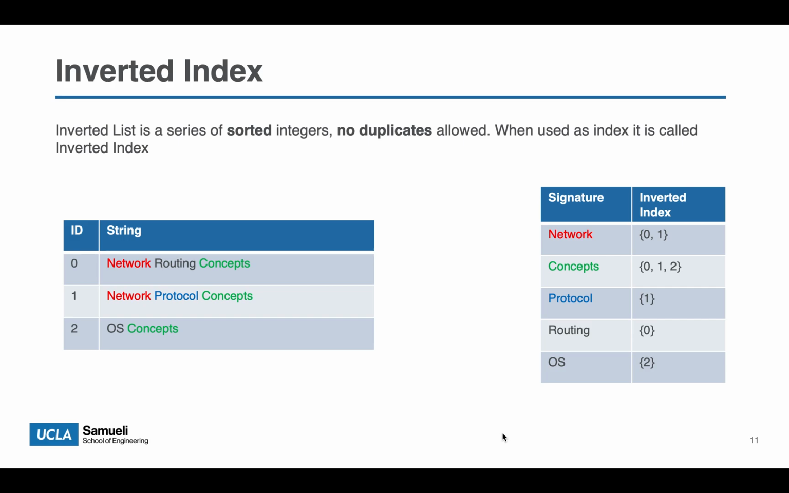So note that in both scenarios, there's a key component, which is the signature index. So what is this signature index? This is just an inverted list. An inverted list is a series of sorted integers with no duplicates. And when we use it as an index, we call it the inverted index. So in the figure below, for example, the term concepts, if we use the subterm as the signature, appears in rows 0, 1, and 2. So as a result, the table on the right, which is the inverted list, has the term concepts mapping to 0, 1, and 2. So this serves as the inverted index, and this is often implemented with a hash map.